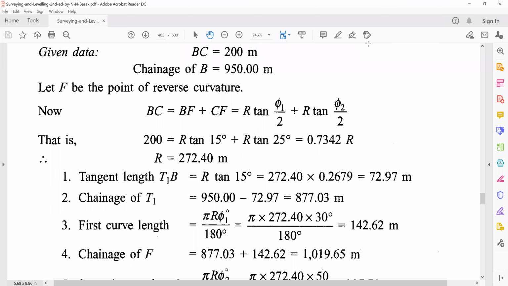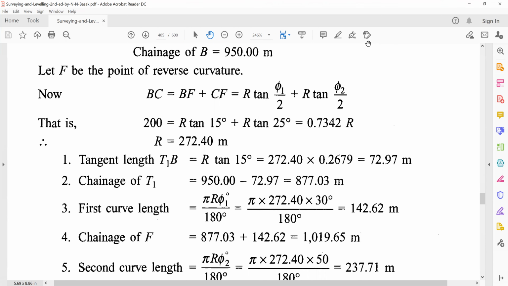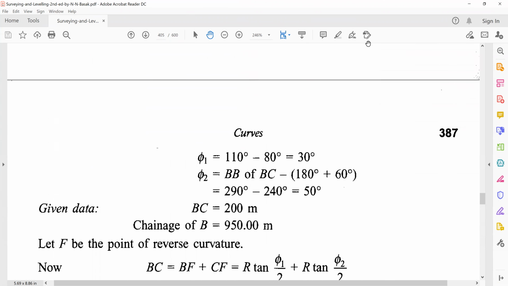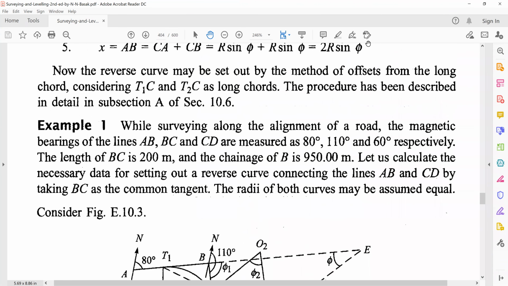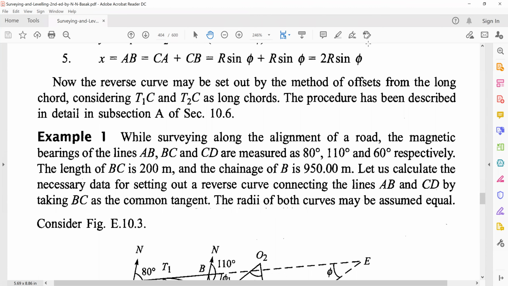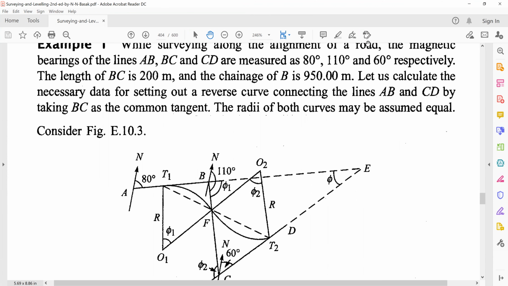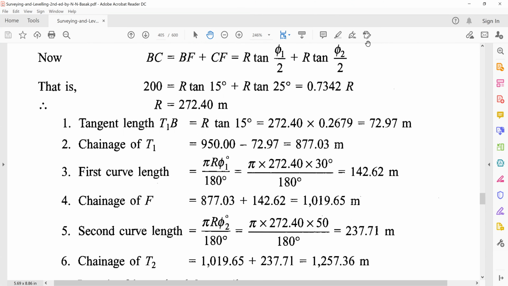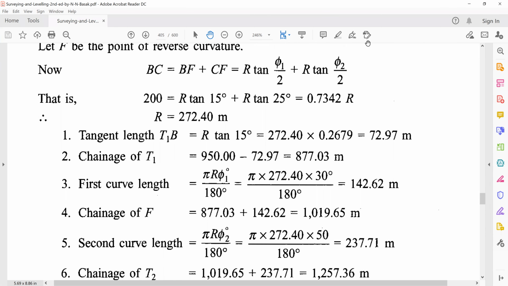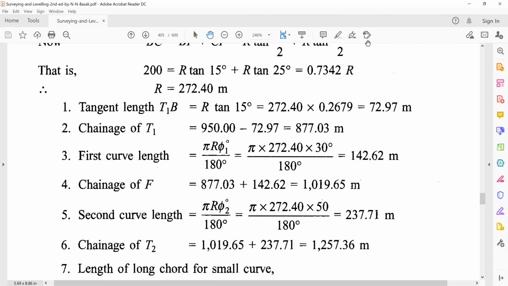Then we have the tangent length of the first curve. We were given, remember, the chainage of the point B, which was 950 meters. From the chainage of the point B, we subtract the tangent length T1B, so we get the chainage of the point T1. To that, we add the curve length. So we now need the curve length. Curve length is pi r phi 1 over 180. The radius is known, phi 1 is known, so we can calculate the curve length.